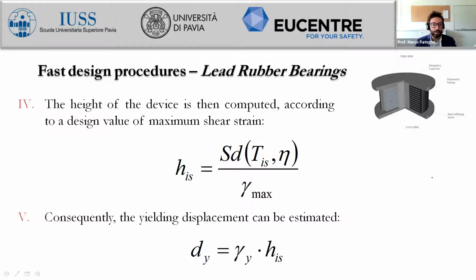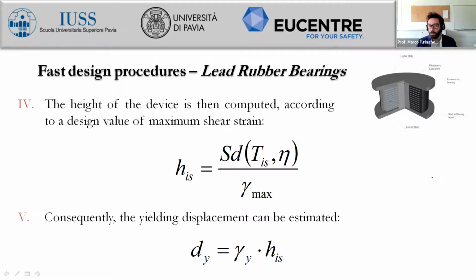Then the fourth step is exactly equal to the rubber bearings. So you compute immediately the first geometrical quantity for the device, which is the height of the device, according to the design value again of the maximum shear strain, and again we generally assume 100% of the lateral shear strain. Then there is a new piece of information that we need for lead rubber bearings with respect to rubber bearings.